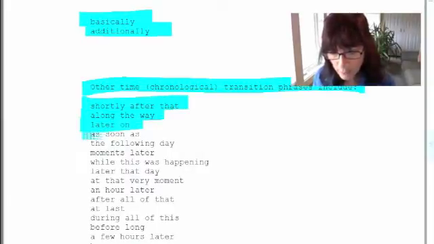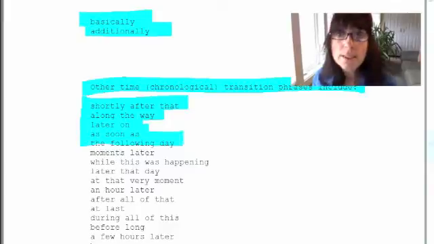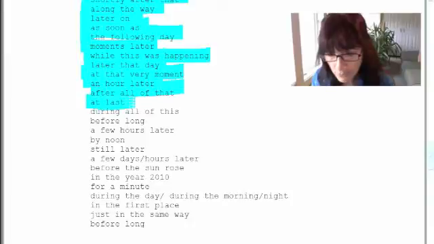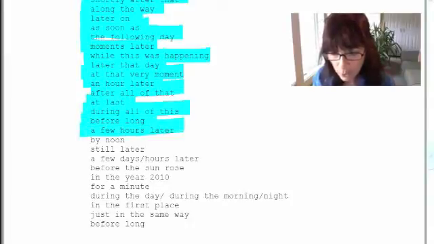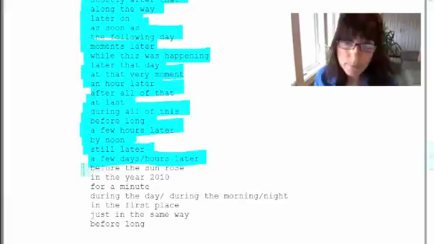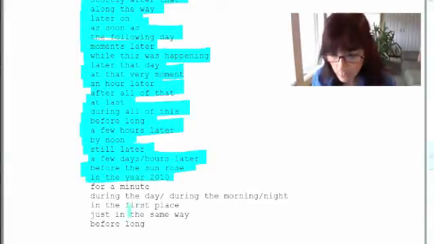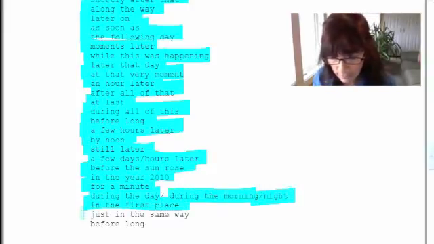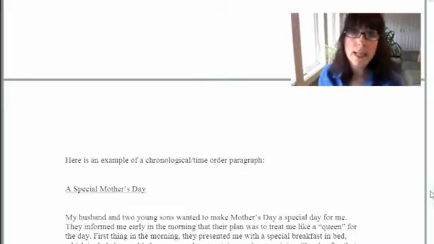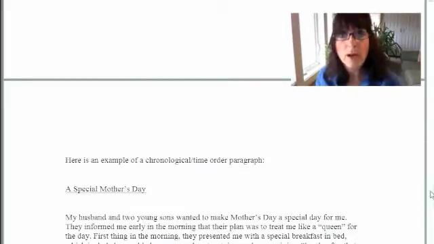Shortly after that, along the way, later on, as soon as, the following day, if you're recounting a story, moments later, while this was happening, later that day, at that very moment, an hour later, after all of that, at last, during all of this, before long, a few hours later, by noon, still later, a few days or a few hours later or a few minutes later, before the sun rose, in the year 2010 or in the year 20, whatever the year is, for a minute, during the day or during the morning or during the night, in the first place, just in the same way, before long. Right? So these are all examples of transitional words when you're writing a paragraph that deals with chronology or time.